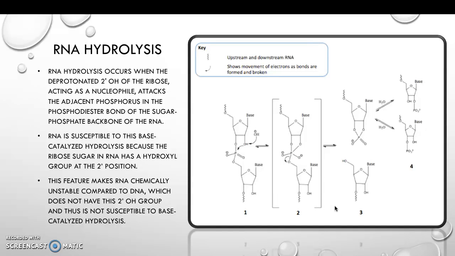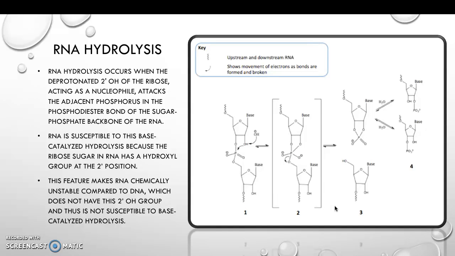In the mechanism, RNA hydrolysis occurs when the deprotonated 2' hydroxyl group of the ribose, acting as the nucleophile, attacks the adjacent phosphorus in the phosphodiester bond of the sugar phosphate backbone of the RNA. There is a transition state where the phosphorus is bonded to 5 oxygen atoms. The phosphorus then detaches from the oxygen connecting it to the adjacent sugar, resulting in ester cleavage of the RNA backbone. This mechanism is also referred to as RNA cleavage, and this produces a 2', 3' cyclic phosphate that can yield yet another 2' or 3' nucleotide when hydrolyzed.